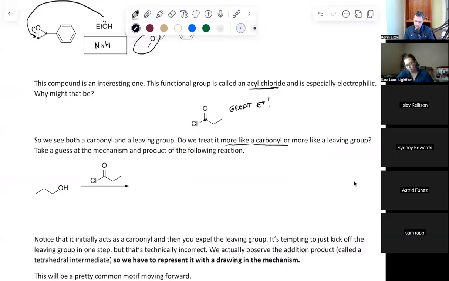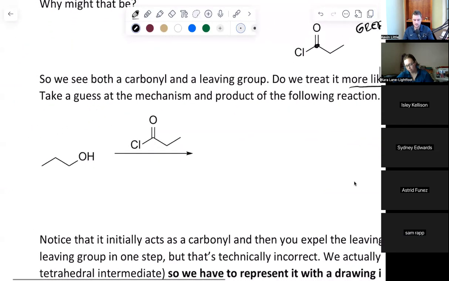Do we treat it more like a carbonyl or more like something with a leaving group in the mechanism? So what I want you to do is try to take a guess at the mechanism and the product. If it's wrong, we can fix it. But give me a try. What do you think this is going to look like? What is the product going to be?